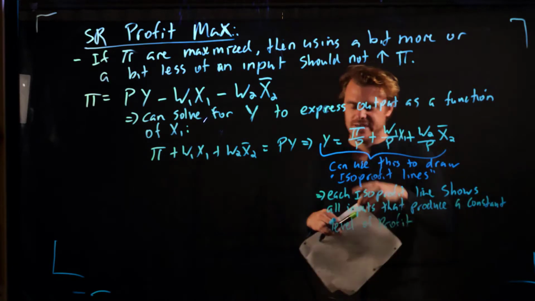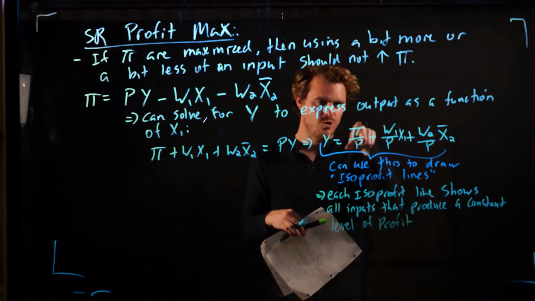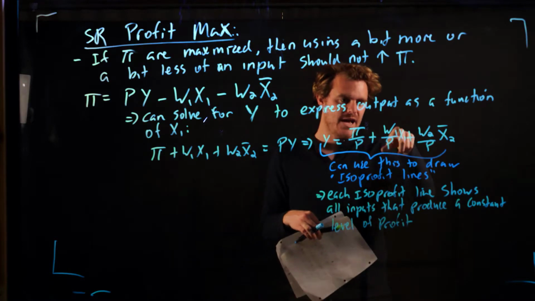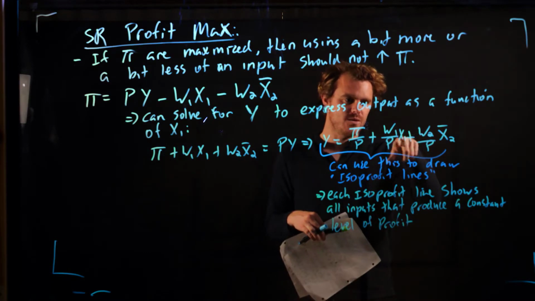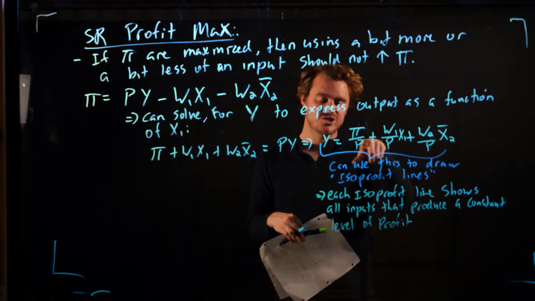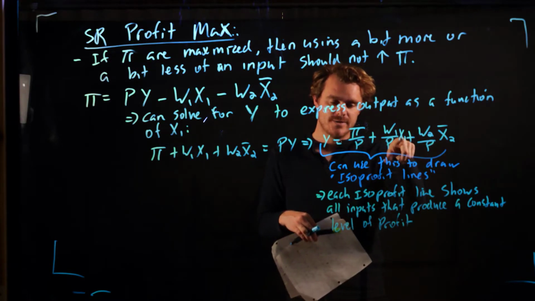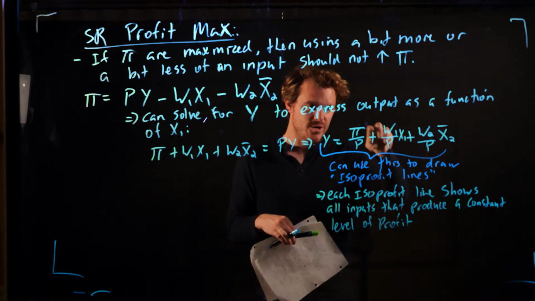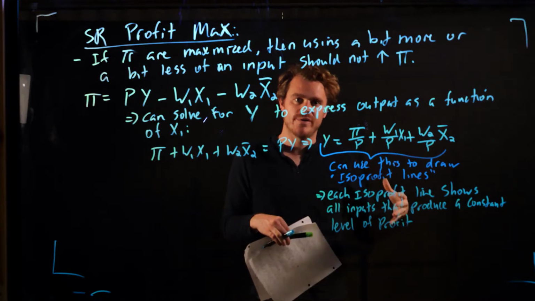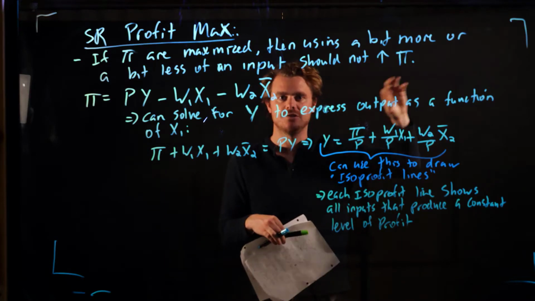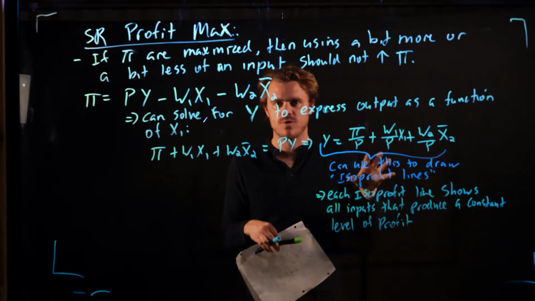So we can have output, we're holding profit fixed on one line, and we're varying how much X1 we use, and that's showing all the different combinations of inputs that are going to produce a certain level of profit. And if we change that profit, we're going to be drawing these parallel lines. So let's erase this board and see what I mean by that.